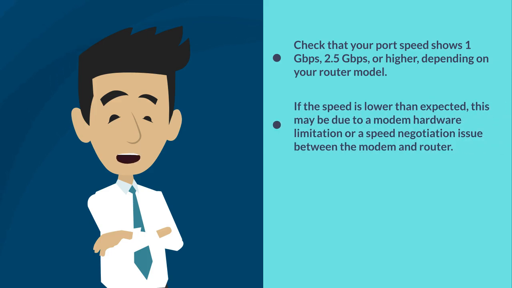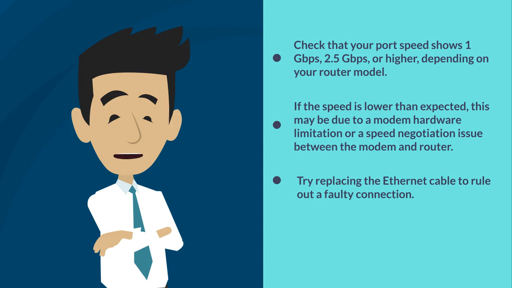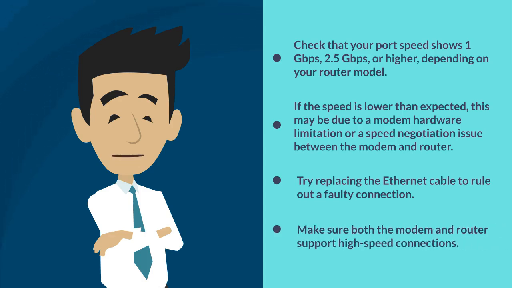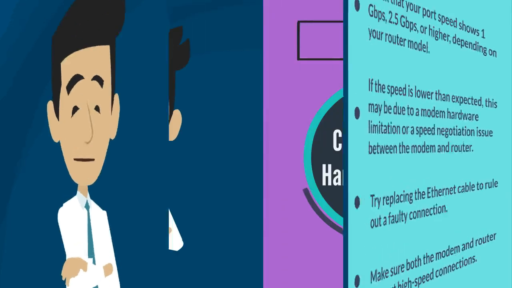If the reported speed is lower than expected, this may be caused by a modem hardware limitation or a speed negotiation issue between the modem and router. Try replacing the Ethernet cable to rule out a faulty connection, and make sure both devices support high-speed connections.